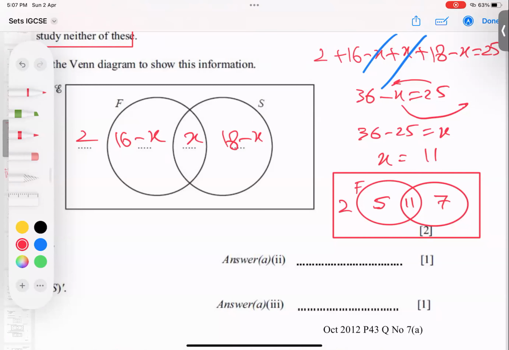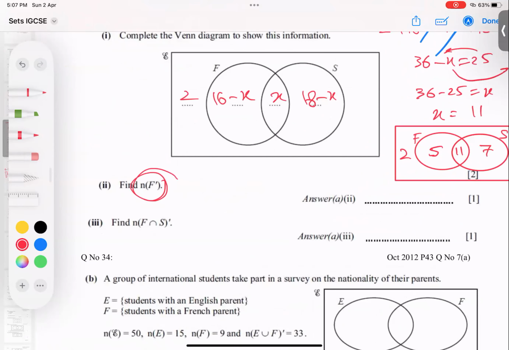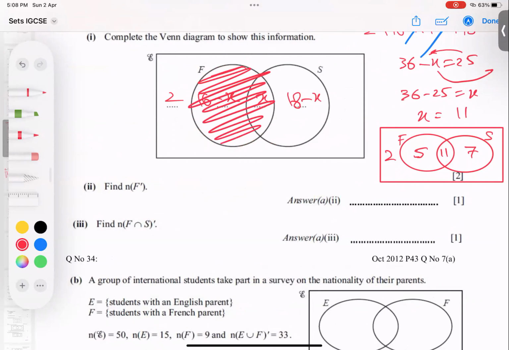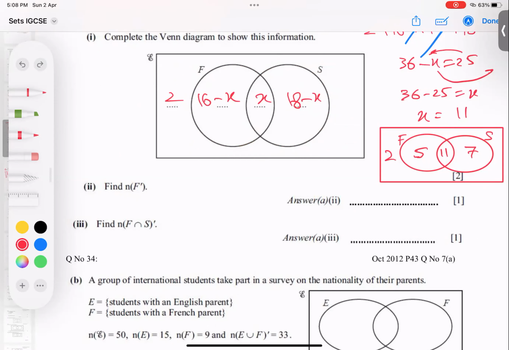This is a very clear approach. I hope you understood. Now he's asking, what is n of F complement? You know N stands for number of members. So F complement means except F, shade everything. I mean to say don't take F and take everything. Same story here: except the circle of F, take everything.